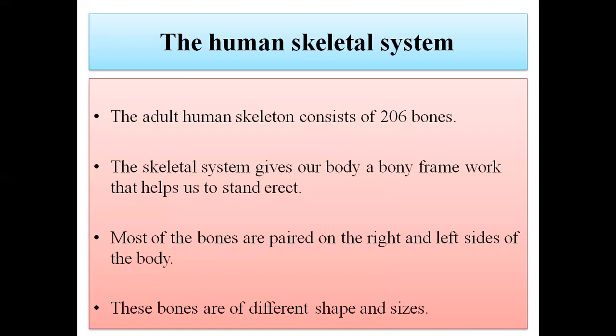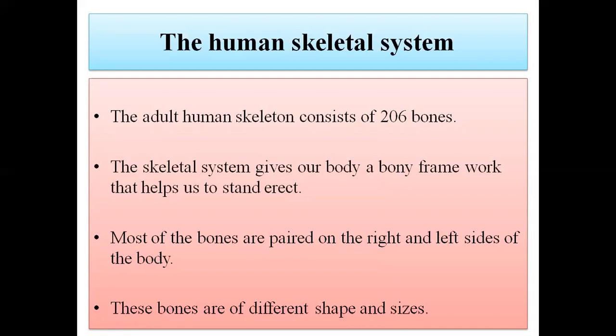Children, the human skeletal system consists of 206 bones. This is an interesting fact, children. The adult human skeleton consists of 206 bones. The skeletal system gives our body a bony framework that helps us to stand erect. So the skeletal system forms a bony framework which will help us to stand erect.